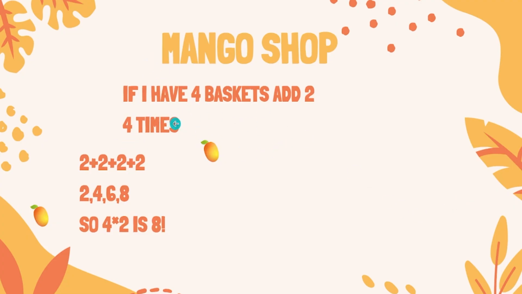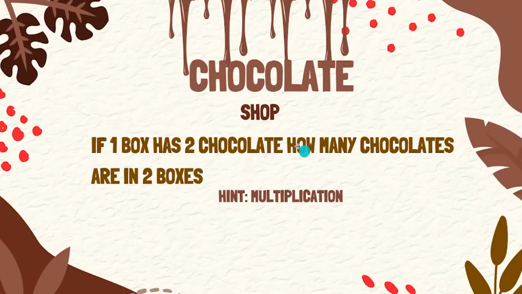So we have to add 2 4 times, which is 2 plus 2 plus 2 plus 2. So it's going to be 2 plus 2 is 4, 4 plus 2 is 6, 6 plus 2 is 8. Okay, so 4 into 2 is 8. Now let's go to my chocolate shop.